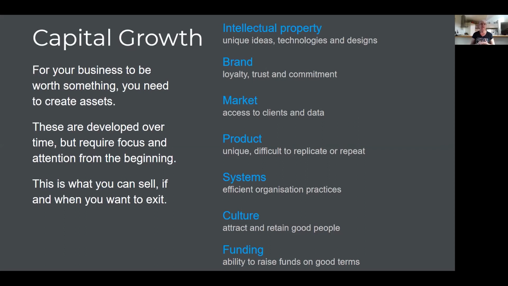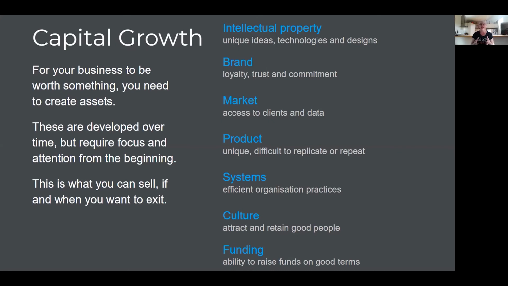And also funding. And we're going to go into funding a bit more next week. But are you actually able to raise funds on good terms? Can you get investment if you need it? Can you borrow money from the bank if you need it? What are those terms looking like? Can you just get a 30-day account from your supplier or a 90-day account from your supplier of your raw materials if you're manufacturing, for example? So all of those things come into the value of your business.